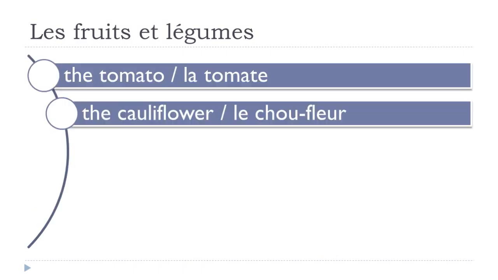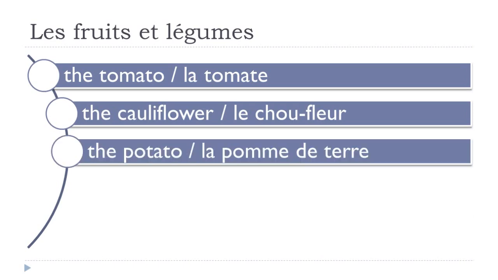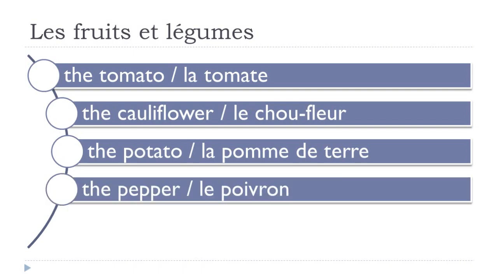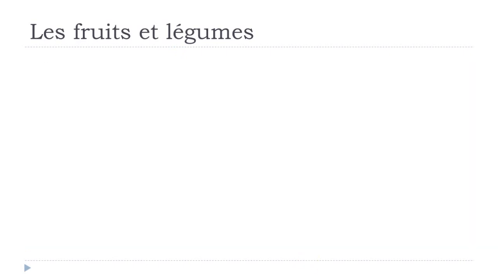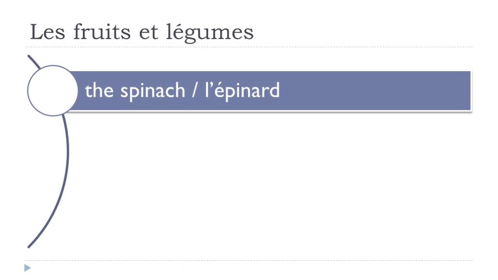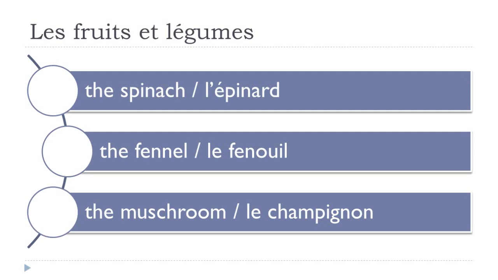La tomate. Le chou-fleur. La pomme de terre. Le poivron. L'aubergine. La tomate. Le chou-fleur. La pomme de terre. Le poivron. L'aubergine. For your information, aubergine is a feminine word. L'épinard. Le fenouil. Le champignon. L'épinard, so it's masculine. Le fenouil. Le champignon.